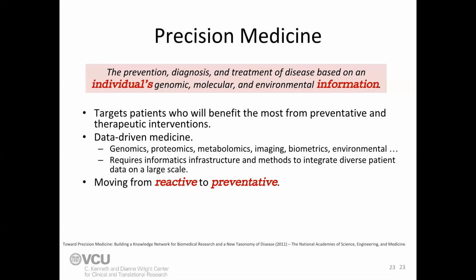So precision medicine is becoming data-driven. You need genomics and proteomics and metabolomics and imaging and biometrics and environmental factors for your patient. And you need to be able to merge all of these different data types in such a form that a physician can use them to make clinical decisions on a patient's care.